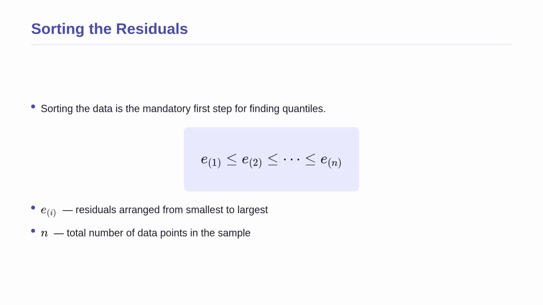Before we can plot anything, we must organize our data. This first formula represents the sorting of our actual observed residuals. We arrange them in order from the smallest, most negative error to the largest, most positive error. The symbol e_i represents the sorted values, while n is the total number of data points. Sorting the data is the mandatory first step because quantiles are based on the rank or position of a value within the entire dataset. As the total number of data points n increases, we get a smoother and more reliable diagnostic plot, giving us a much clearer picture of the model's behavior.